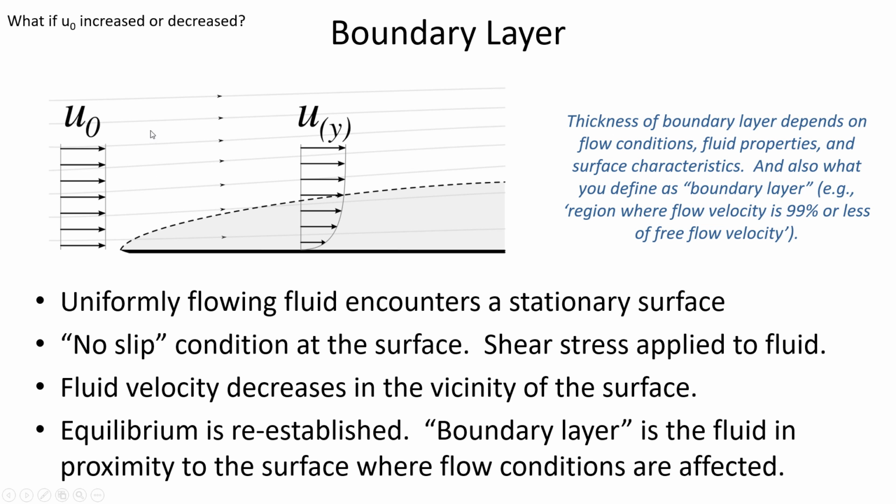And if we increase the velocity, then the thickness of the boundary layer will decrease. And if the velocity encountering the pipe slows down, the thickness of the boundary layer gets larger. The boundary layer is that zone where the fluid conditions are laminar.